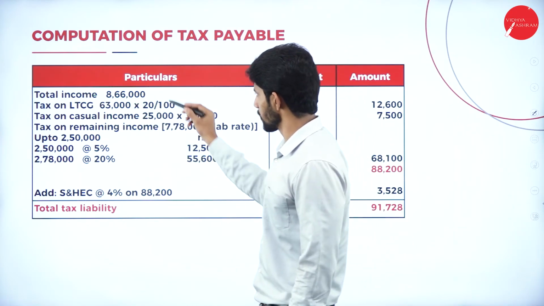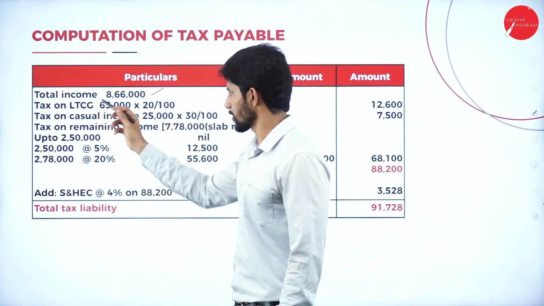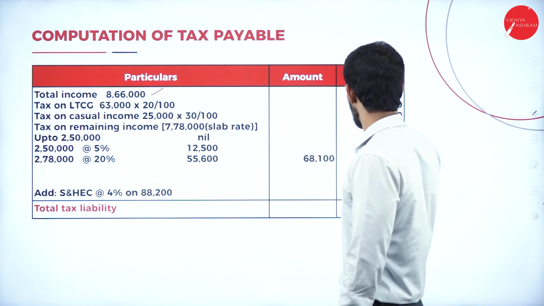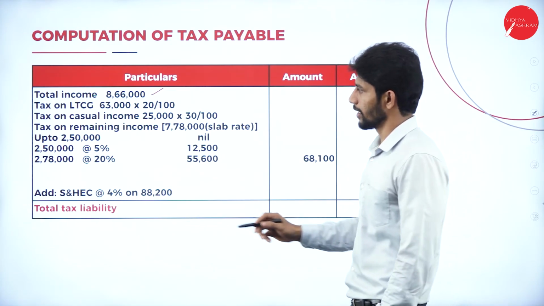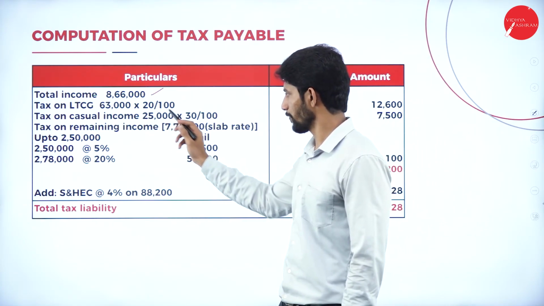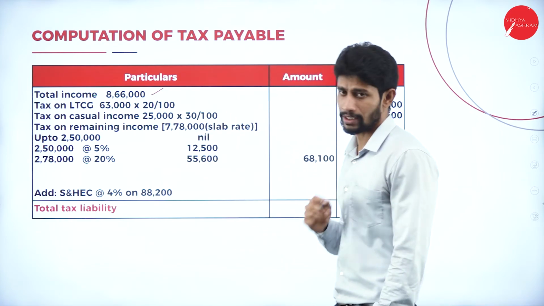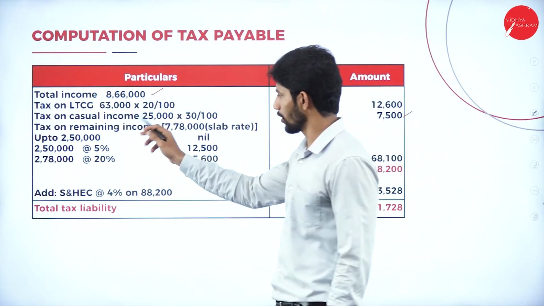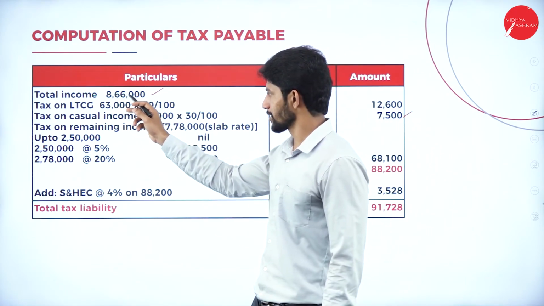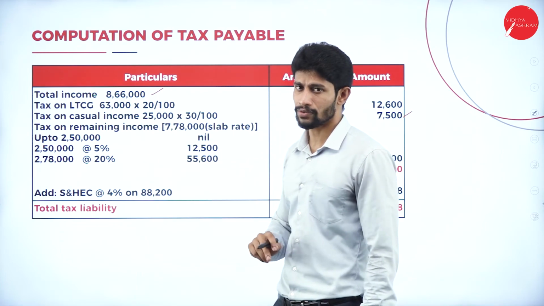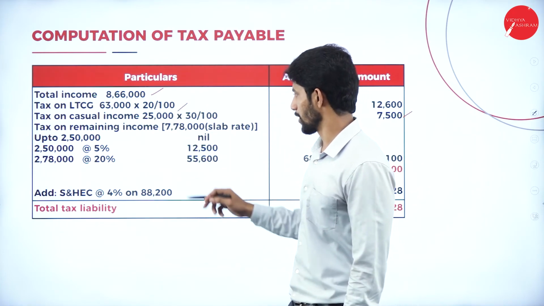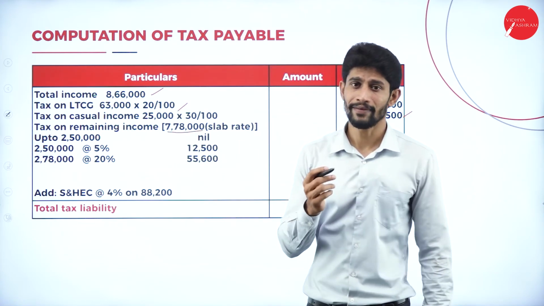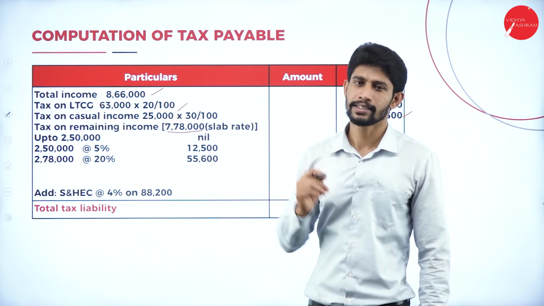Total income is 8,66,000. So tax on long-term capital gain, 20% on 63,000. So you will get 12,600. Next, tax on casual income, 25,000 into 30%, that is lottery income. You will get 7,500. Next, tax on remaining income. So from 8,66,000, if you deduct 63,000 and 25,000 of casual income, you will get balance of 7,78,000. On 7,78,000, apply the slab rate.